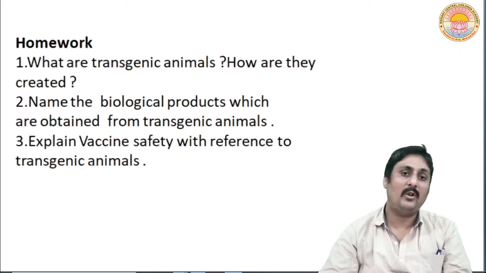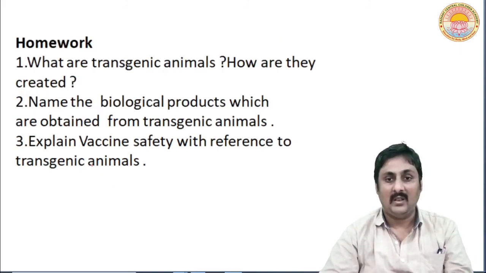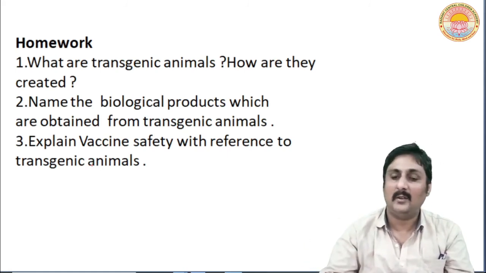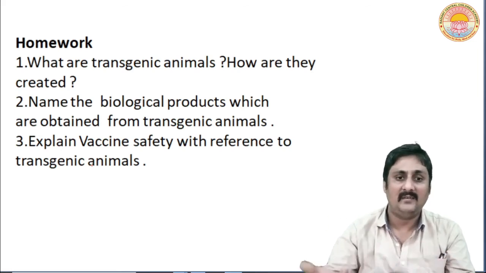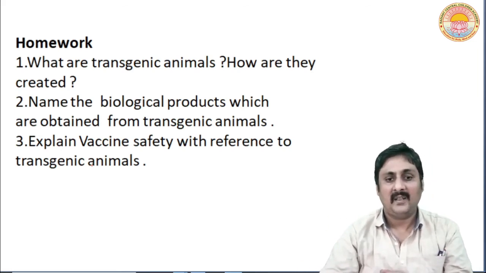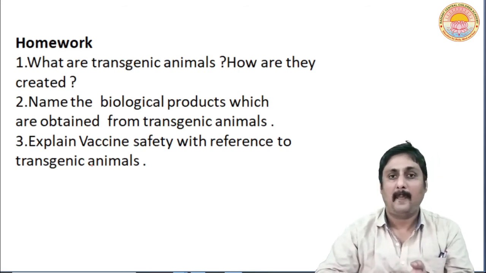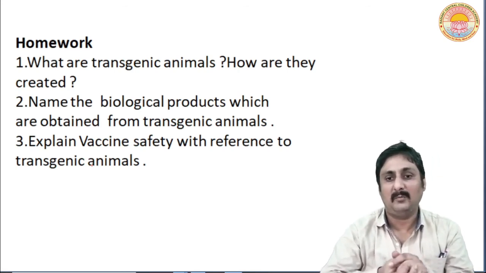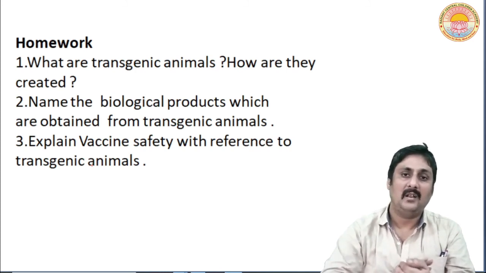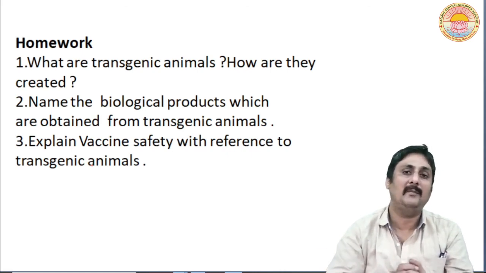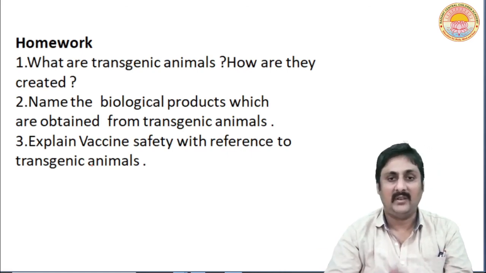Now let us talk about the homework assignment. What are transgenic animals? I have already told you the manipulation of genes. Certain genes are added in the organisms, and hence transgenic animals are created. Name the biological product. I have already told you alpha-1 antitrypsin and human lactalbumin, which have been formed with the help of transgenic animals. Explain vaccine safety with reference to transgenic animals. That I have already told you just now.